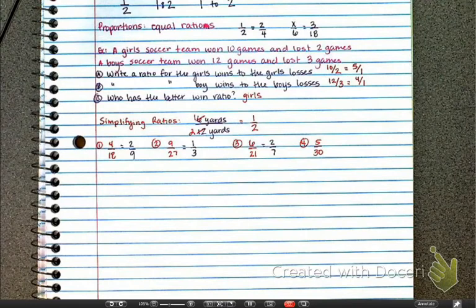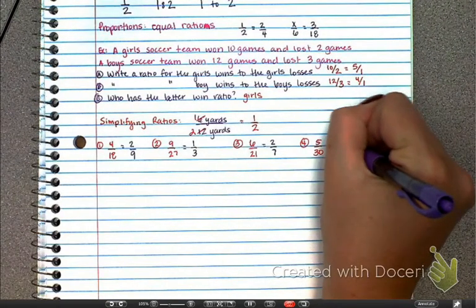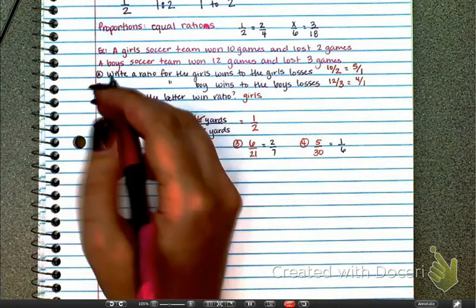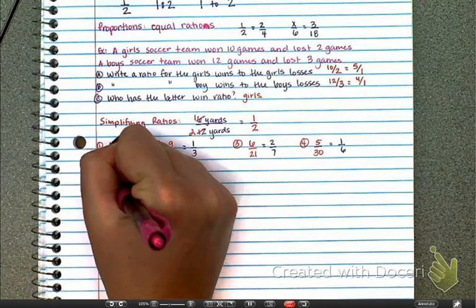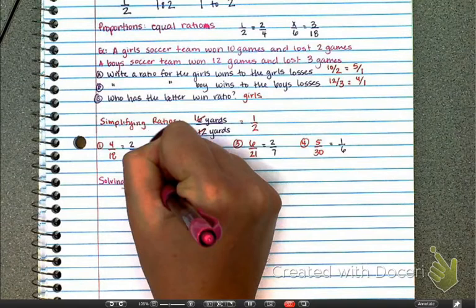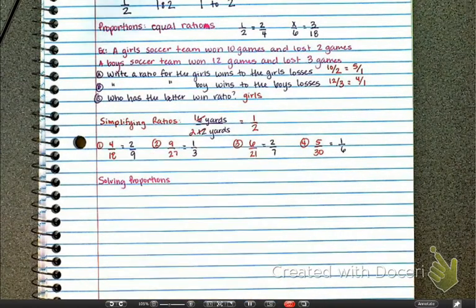Group H, what did you reduce by for number 4, and what is your final answer? We reduced by 5 and got 1/6. Perfect. Reduce by 5 and you get 1/6. You should be able to reduce ratios. Super, super important. Now let's go to solving proportions. Any questions on reducing ratios before we move on to actually solving?